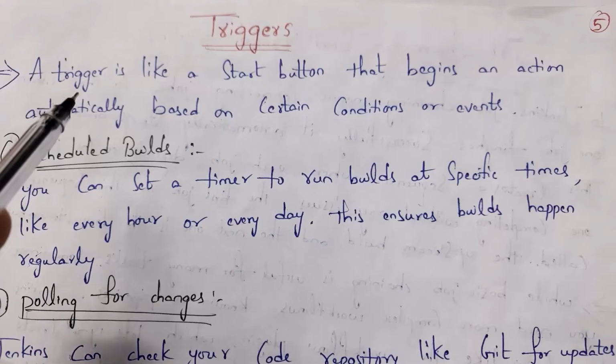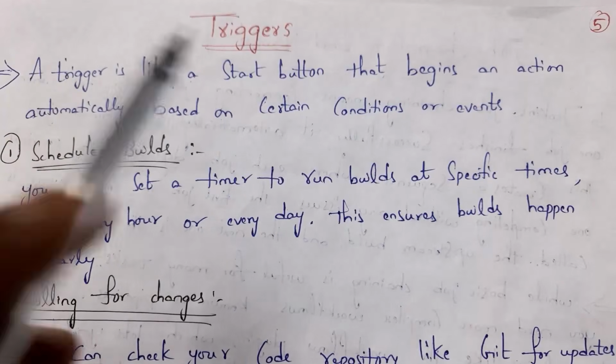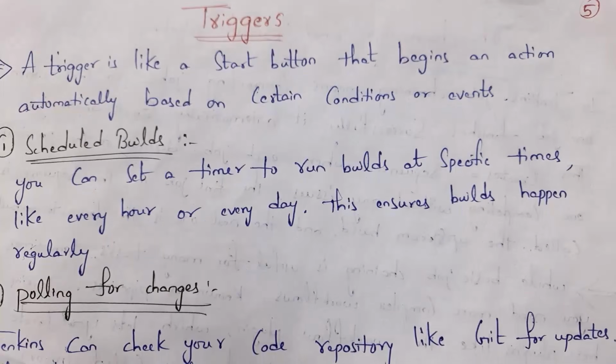Guys, a trigger is like a start button that begins an action automatically based on certain conditions or events. For example, I clicked the mouse, so some action will take place.